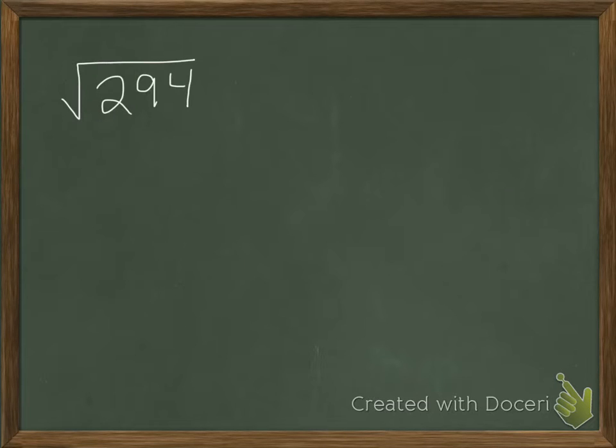So then we can use the same principle whenever we get to bigger, more complex numbers, such as the square root of 294.